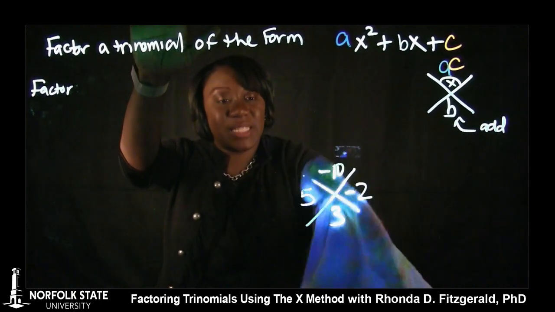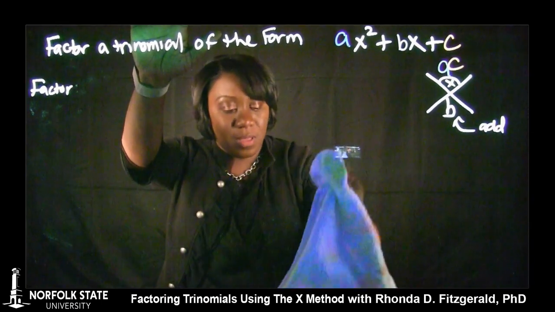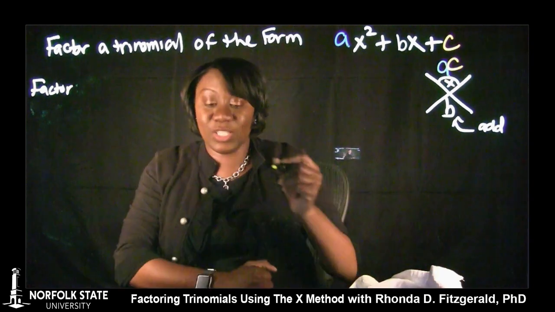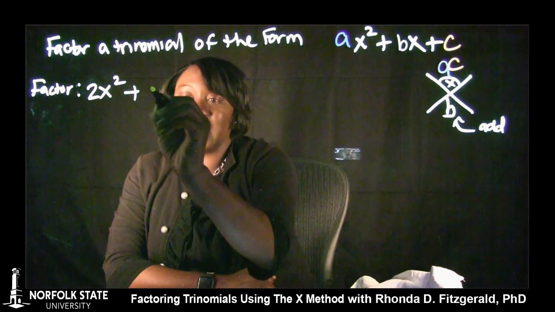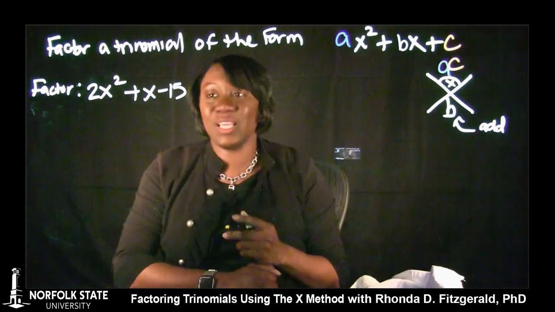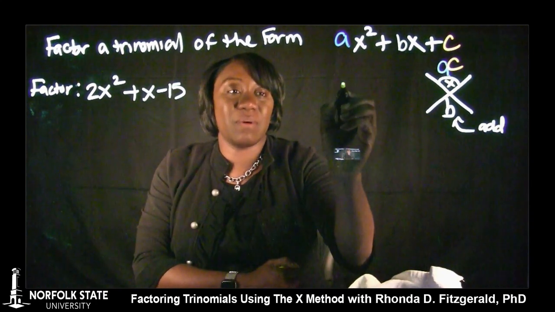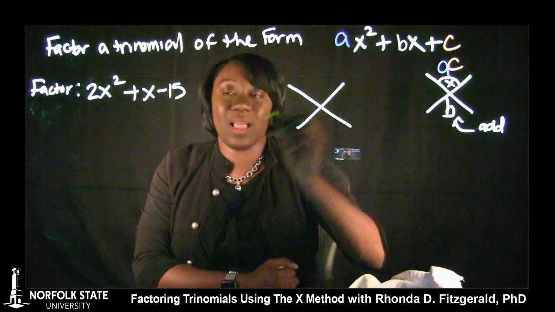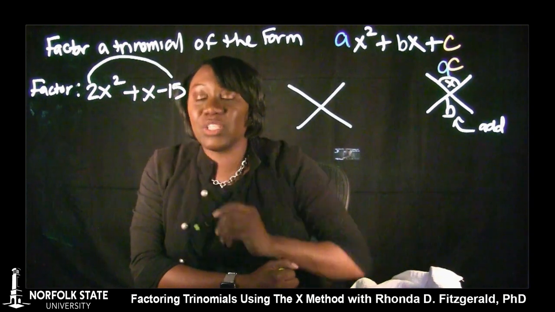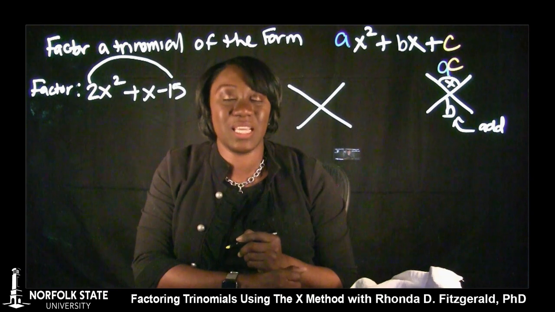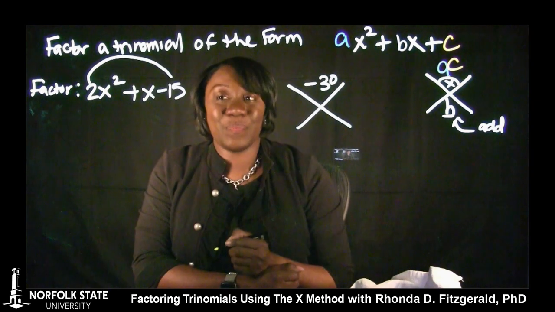And so the problem that we want to be able to factor in this example will be 2x squared plus x minus 15. So once again, we want to come over here and draw our x. And recall, our top comes from multiplying a times c. So our 2 times a negative 15 gives us a negative 30.